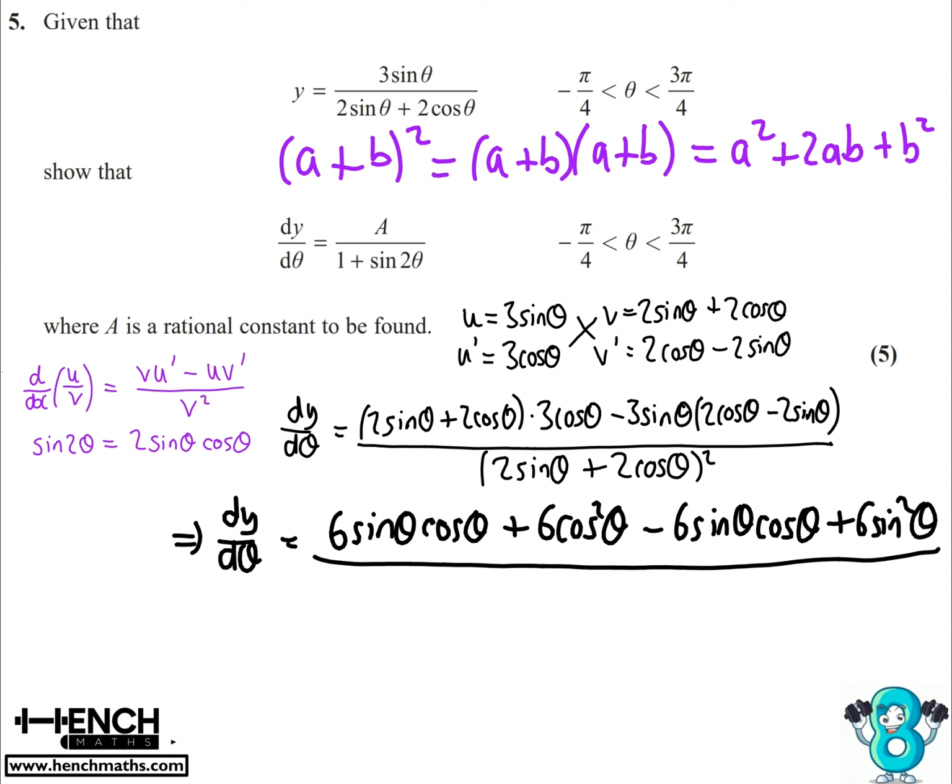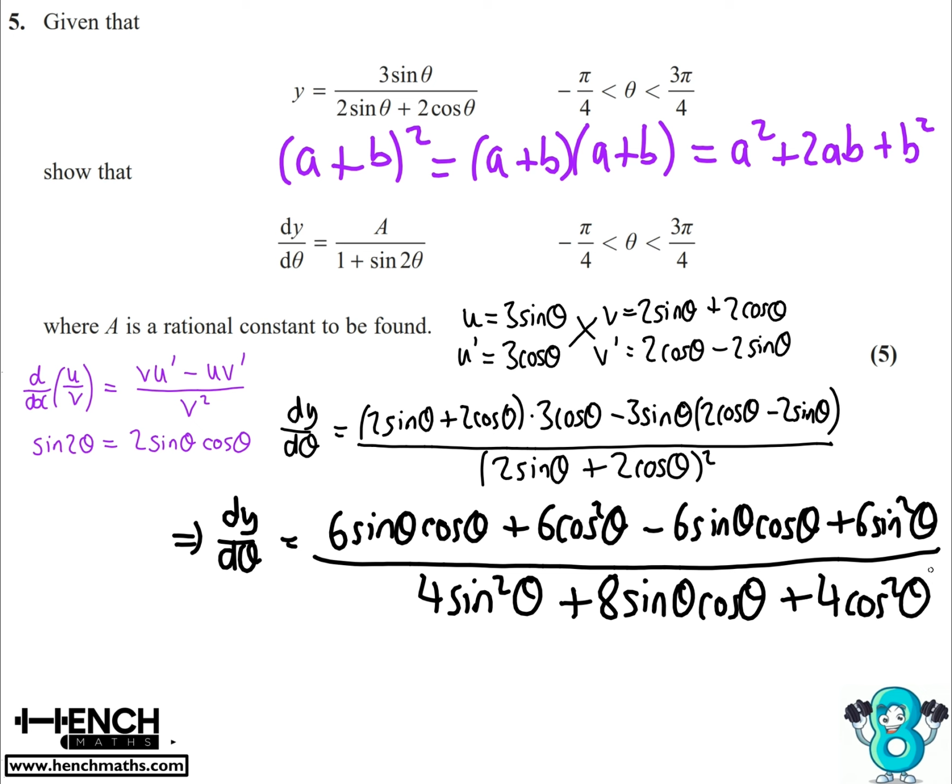So 2 sine theta times 2 sine theta is 4 sine squared theta. 2 sine theta times 2 cos theta will be 4 sine theta cos theta, but you're going to get that twice. So it's going to be plus 8 sine theta cos theta. And then 2 cos theta multiplied by 2 cos theta is going to be plus 4 cos squared theta. So some things cancel out nicely here. So you've got 6 sine theta cos theta, subtract 6 sine theta cos theta, so that will cancel out.